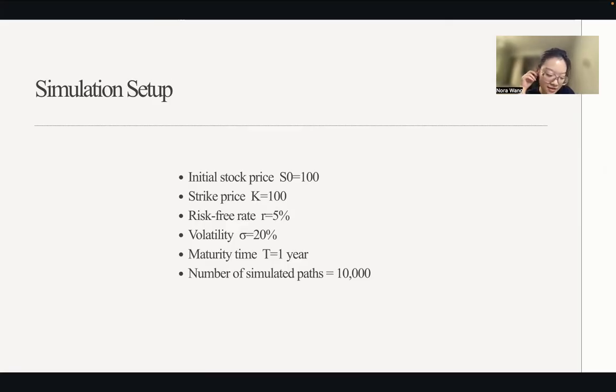For my simulation, I use standard benchmark parameters. Initial stock price 100, strike price 100, risk-free rate 5%, volatility 20%, maturity is 1 year, and the number of simulated paths is 10,000.